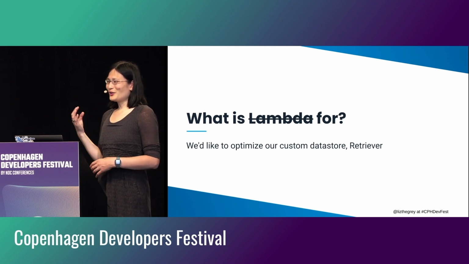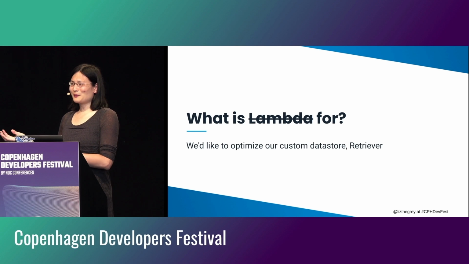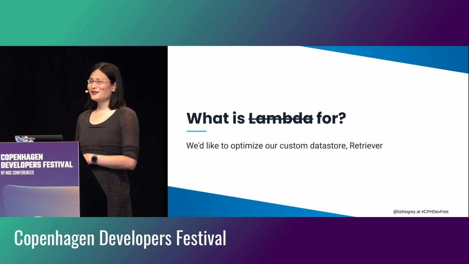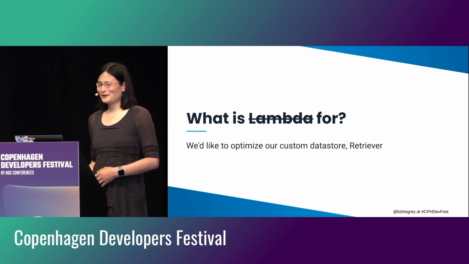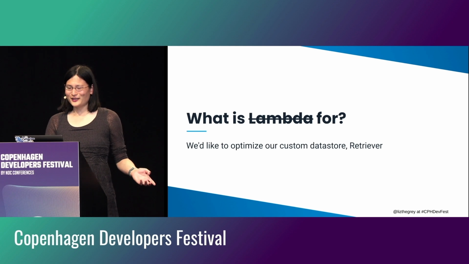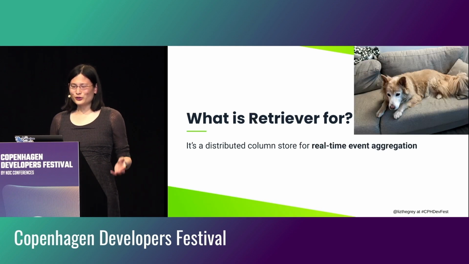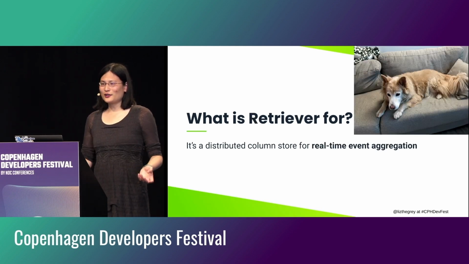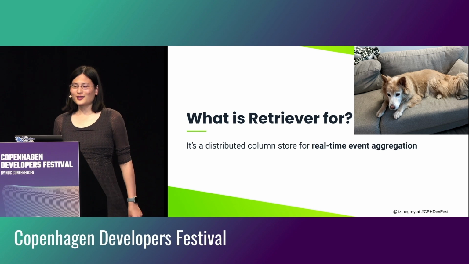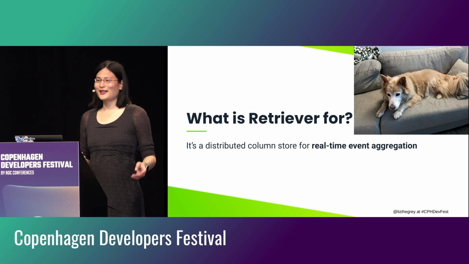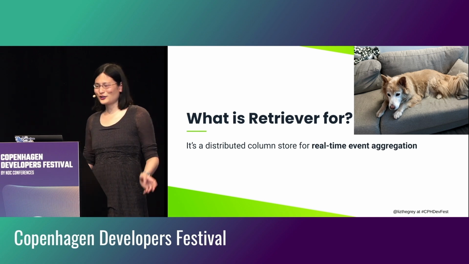But, again, who is this serving? What's the purpose of it? So why are we running a custom data store? So what is Retriever? Why does that matter? Retriever is a columnar data store that we wrote that is very similar to ClickHouse. If ClickHouse had been around 5 years earlier, we might have chosen to use it instead.